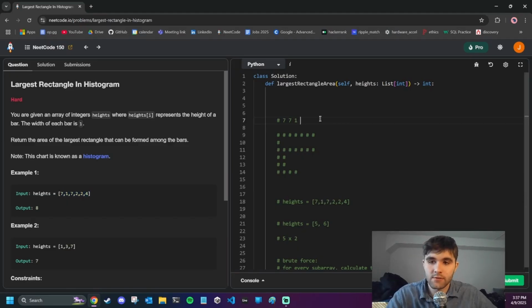So if we had 7, 7, 1, 2, 2, 4, we'd calculate this, and then this, and then this. Yeah, so I'm trying to think, is there a different way to do it besides every subarray? Is there some inherent part of the problem that means that we don't have to do every subarray? I'm not sure because, you know, this could just as easily be that. And then in this case, we'd want to start here and end here.